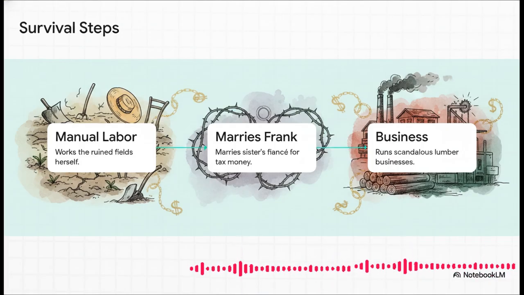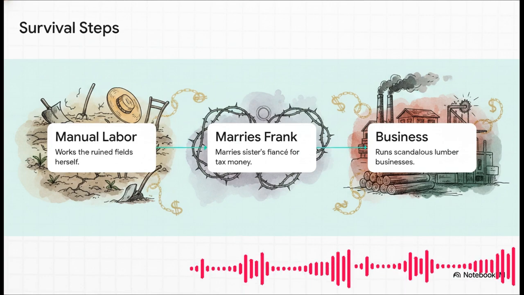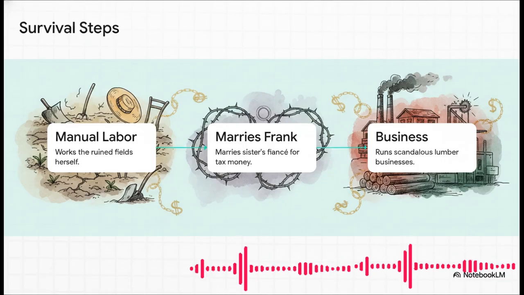If you look at the steps on this slide, the lengths she goes to are just staggering, especially for a woman in the 1860s. First, she physically works the ruined fields herself, breaking literally every rule of high society. When that's not enough to pay the massive taxes on Tara, she actually marries her own sister's fiancé, Frank Kennedy, purely for his money. It is incredibly ruthless.